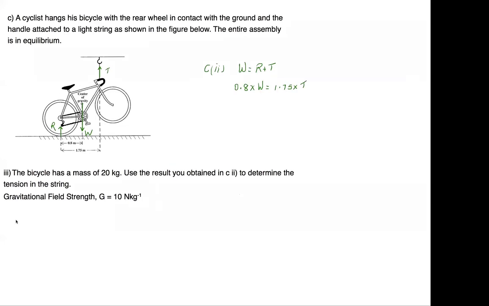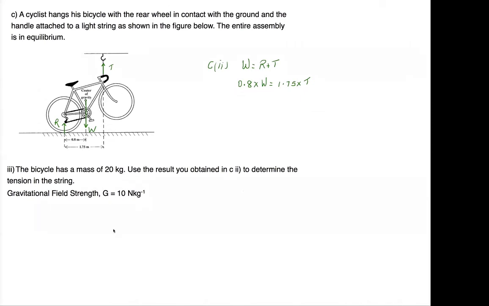So let's find the weight. Remember the equation for weight is mass times the gravitational field strength. So if the mass is 20 kilograms times gravitational field strength, which is 10 newtons per kilogram, then the weight is 200 newtons. Okay, so that's the weight of the bicycle.